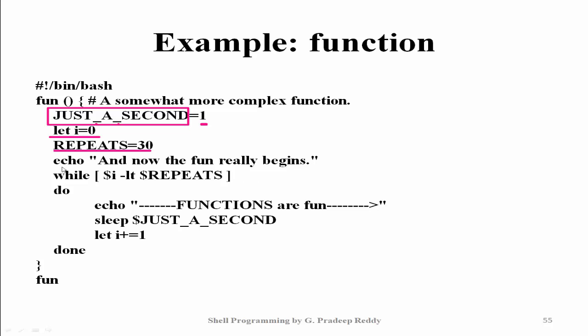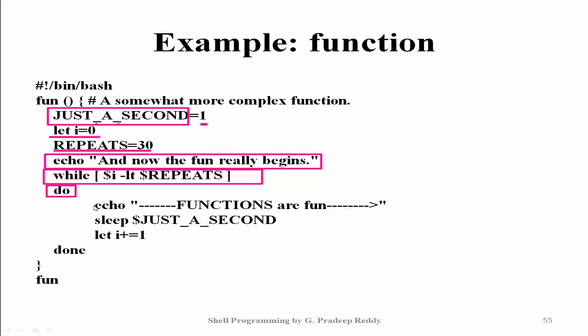Now here you are going to specify an echo, and now the function really begins. By using a while loop, we are going to specify $i. What is i? i is 0. -lt stands for less than. It repeats while it is less than 30. So i is 0, 0 is less than 30. It is true. Then it is going to perform the following statements.